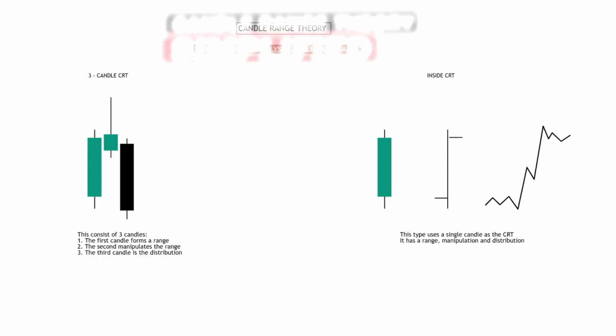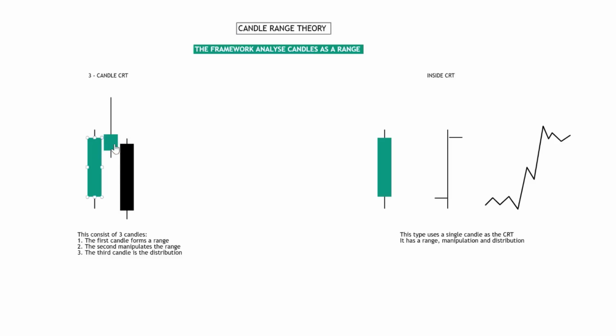Now, the candle range theory is of many types, but the one I'm going to focus on in this lesson is the three candle pattern, which you've seen at the left side of the charts. We have three different candle range patterns, but I'm going to cover the three candle CRT, and I will briefly touch on the inside candle CRT. So this is what I'll be covering in today's lesson.